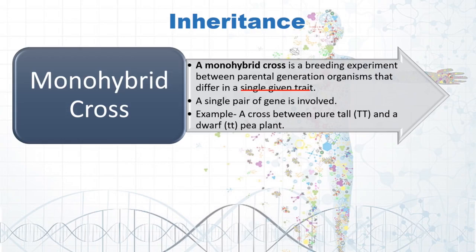In a single trait, we will only talk about one trait, that is either the height of the plant, the flower position or pod color, but one at a time. A single pair of genes is involved. This means when we are studying one character, only one gene is going to be involved, that is either the gene for tallness or the gene for pod color or flower position, but again one gene at a time.